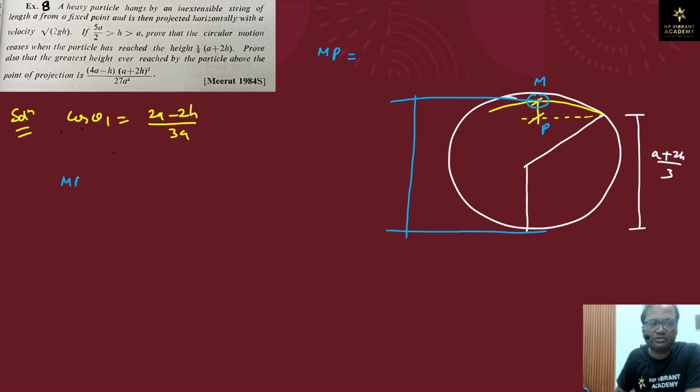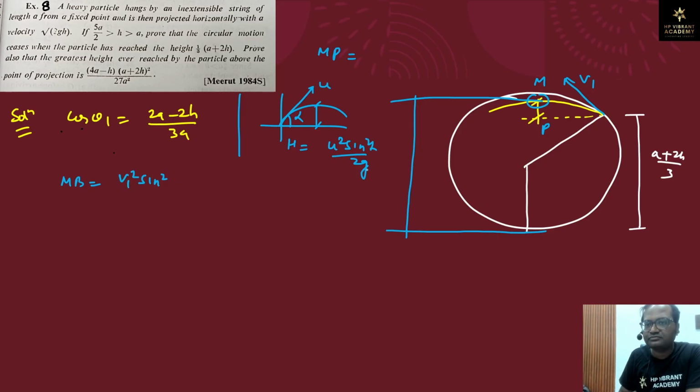So MP is equal to, let us consider the velocity v1. V1 is the velocity at the starting point of the projectile motion. We have to find v1, and after that we have to find MB. How can we find the greatest height? Suppose this is the projectile and this is our initial velocity, so this height is the greatest height. Suppose the angle is alpha, so the height is u square sine square alpha upon 2g.